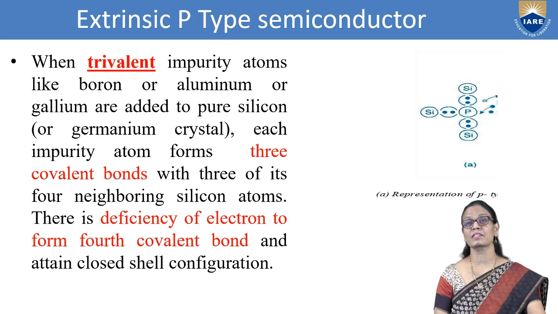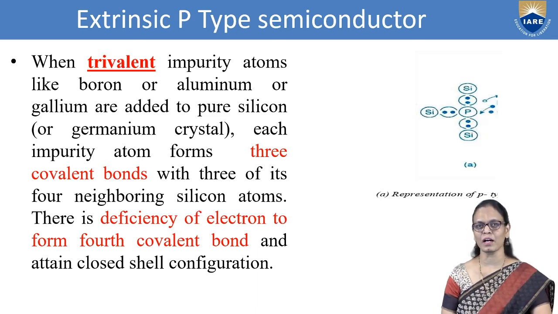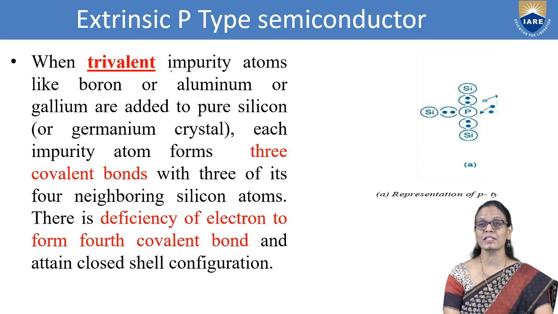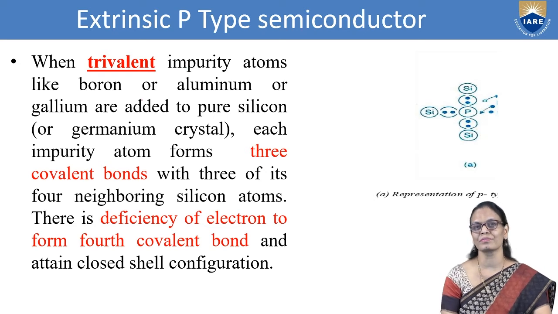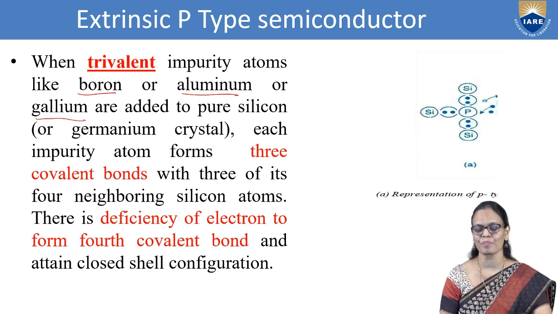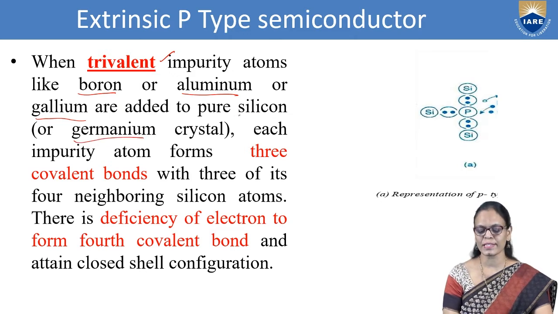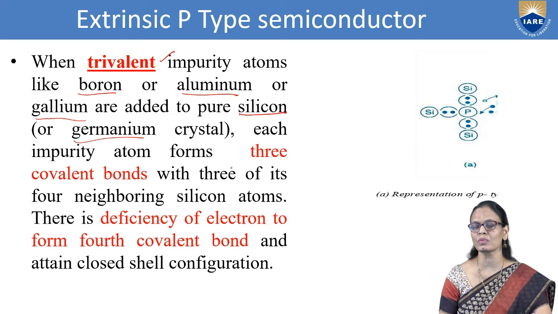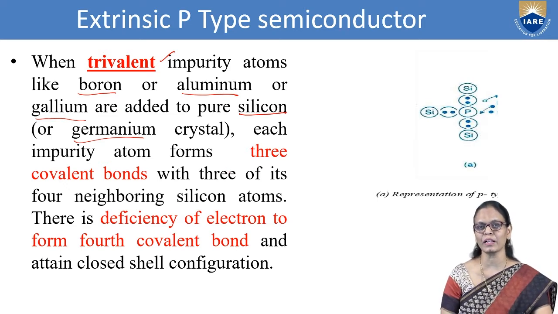Now let us see the extrinsic P type semiconductor, how it is formed. When a trivalent impurity like boron or aluminium or gallium, all these elements belong to the third group and they have 3 valence electrons. They are trivalent impurities. They are added to a pure silicon or germanium. Silicon and germanium are 2 good semiconductors. So we are adding a trivalent impurity to a pure semiconductor.